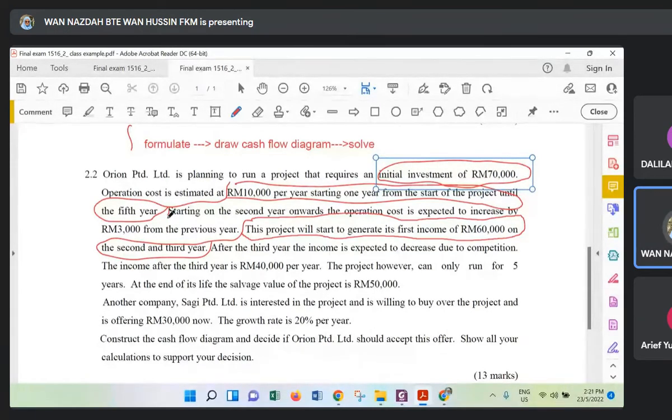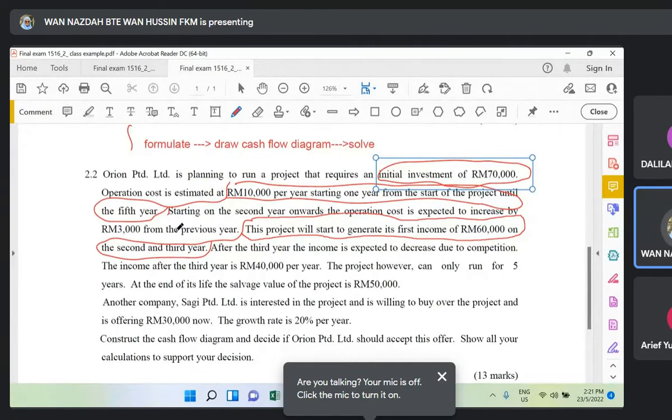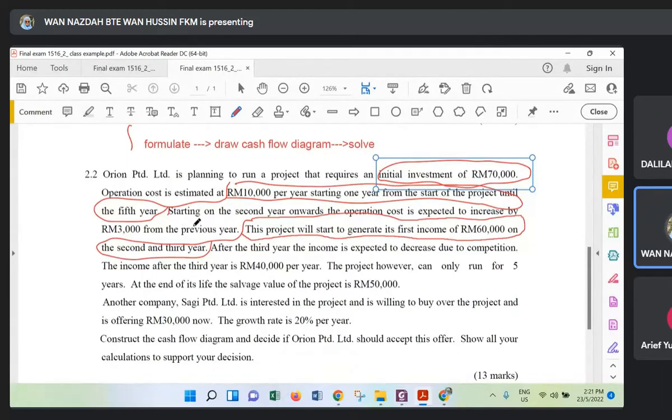Read that sentence: starting on the second year onwards, the operation cost is expected to increase by 3,000 from the previous year. Then it talks about the operation cost of 10,000. So you have to combine it with G. Meaning the cost is increasing. Can you, Faris? Yes, Doctor. That's why I told Chai earlier.